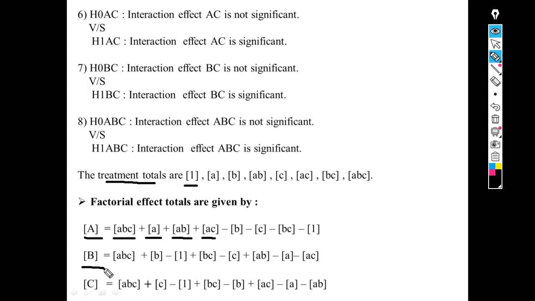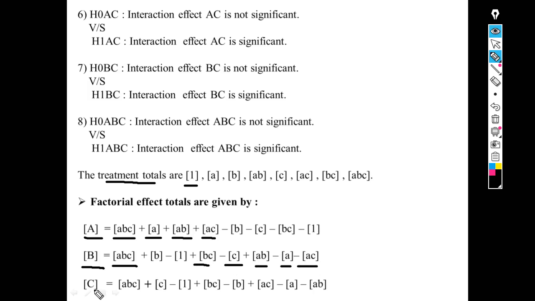Then similarly, to find the factorial effect total for factor B, or to remember the formula for this, first remember the formula for main effect B. The formula for main effect B is 1/4 (A plus 1)(B minus 1)(C plus 1). Just simplify those brackets. Whatever terms we get after solving (A plus 1)(B minus 1)(C plus 1), replace those treatment means by their treatment totals. So we get this formula: [ABC] plus [B] minus [1] plus [BC] minus [C] plus [AB] minus [A] and minus [AC].